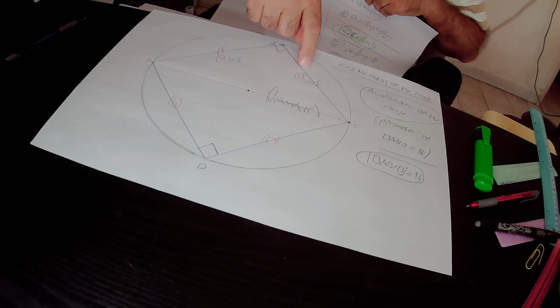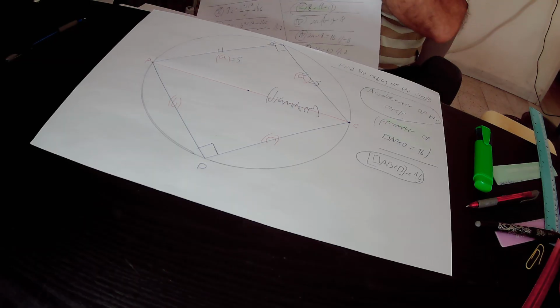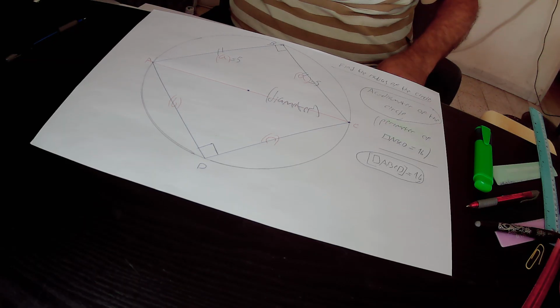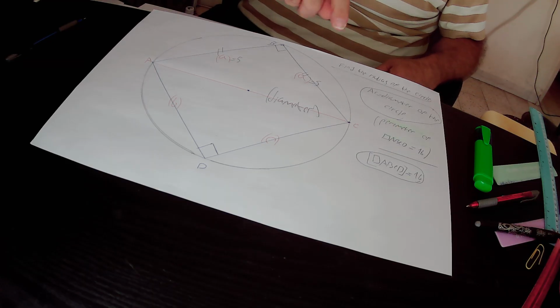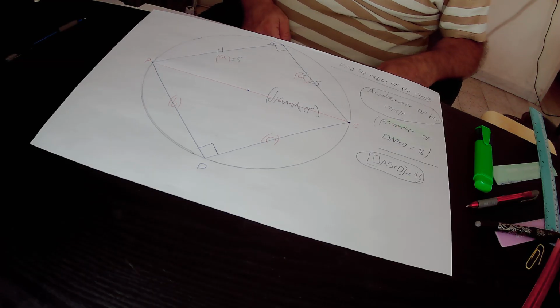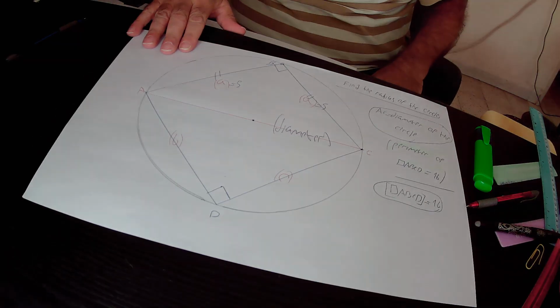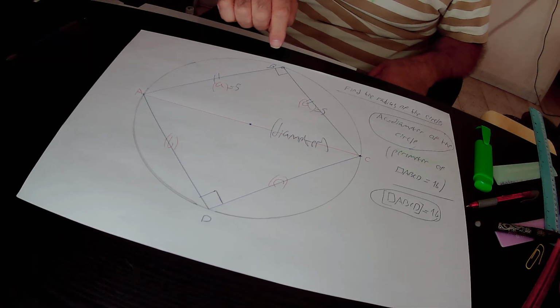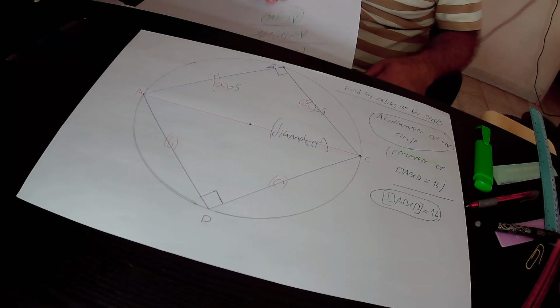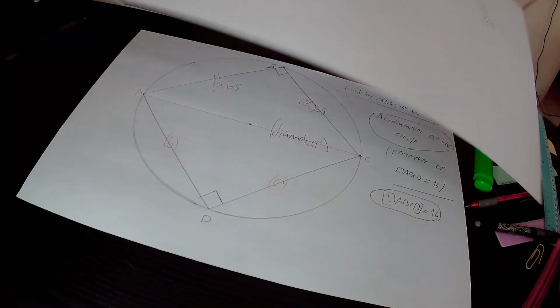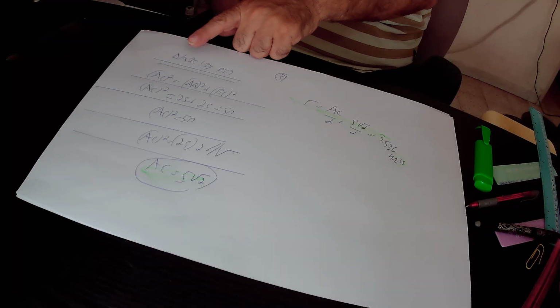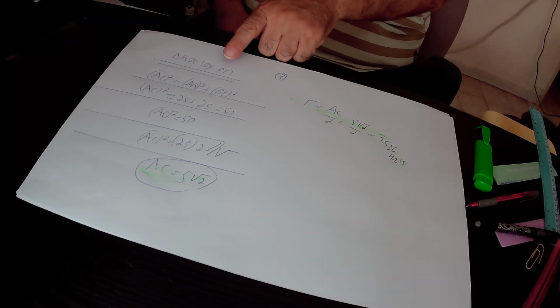So B equals A and A equals 5. BC also equals A, and A equals 5. So in the next step, we implemented the Pythagoras theorem on this right triangle ABC. According to the Pythagoras theorem, AC squared, that is the square of the hypotenuse, equals AB squared plus BC squared.